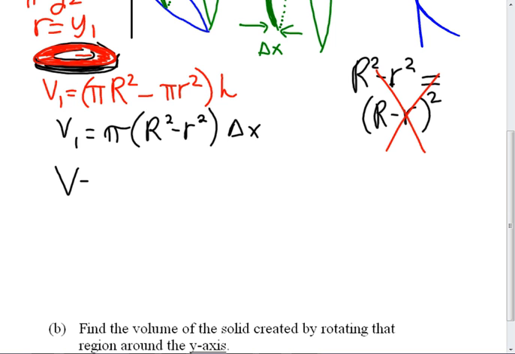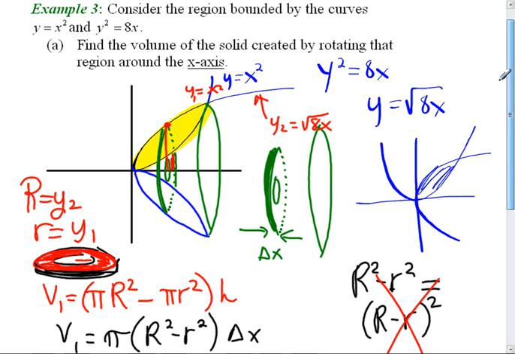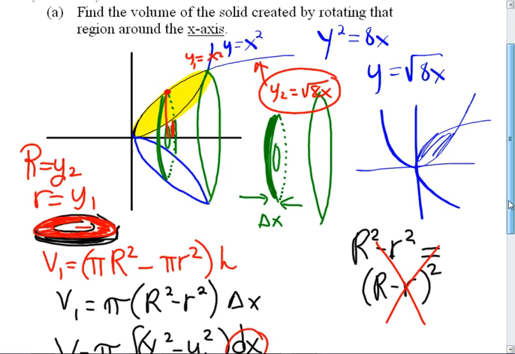We're going to add them all up, so we're going to factor out the pi, because we can. The big radius was y2 squared minus y1 squared, and this is going to be dx. What variable do we want in our integral? I want x's. If you don't put the dx in, you'll be tempted to just do what that says there. Okay, what's y2? We're going to put that in and square it.